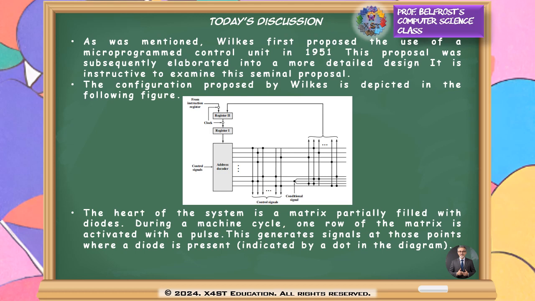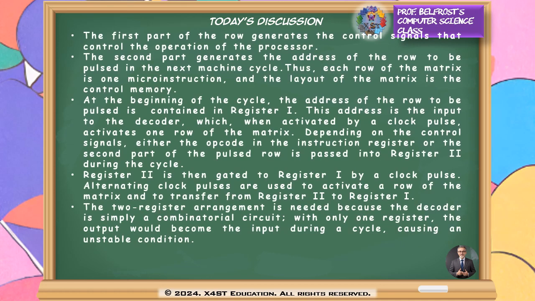Wilkes first proposed the use of a microprogram control unit in 1951, and this was subsequently elaborated into a more detailed design. Here is the configuration proposed by Wilkes. The control memory is a matrix partially filled with diodes. During a machine cycle, one row of the matrix is activated with a pulse, and this generates signals at the points where a diode is present. The first part of the row generates the control signals that control operation of the processor. The second part generates the address of the row to be pulsed in the next machine cycle.